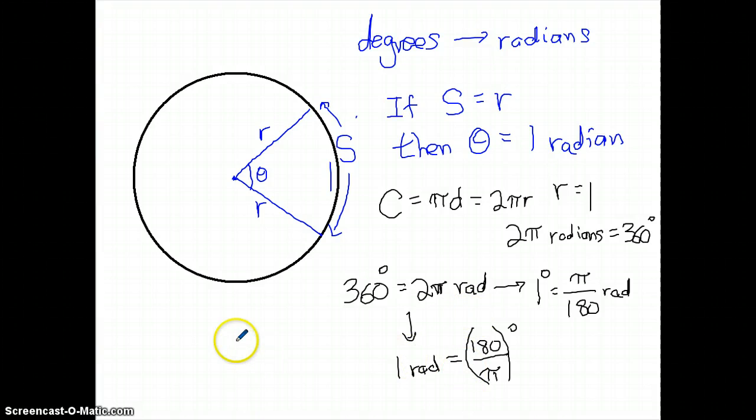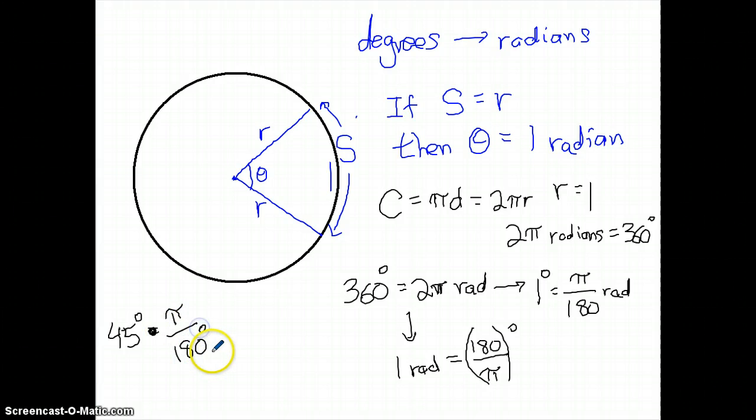So, for example, if I want to take 45 degrees and convert it into radians, well, what I'm going to do is just multiply. If you get these two mixed up, when do you use pi over 180? When do you use 180 over pi? Well, here's a way to think about it. The angle measure in radians is always going to be smaller. So how can I make this smaller? Well, I can multiply by pi over 180.